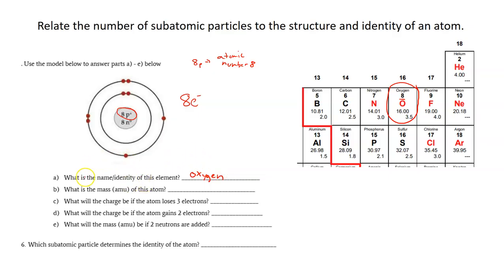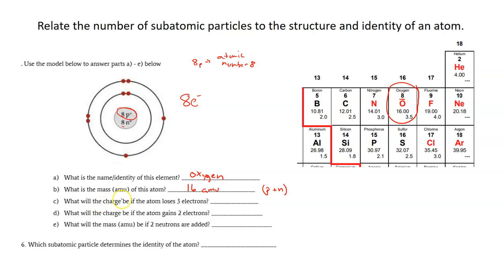Now, the mass, as you should have been taught in class, is simply taking our protons plus neutrons. So if I go 8 protons plus 8 neutrons, that makes a mass of 16 atomic mass units, so that is AMU.